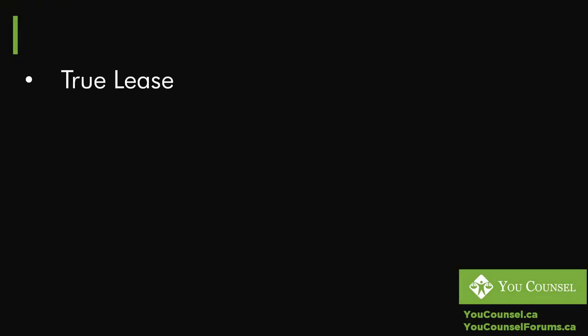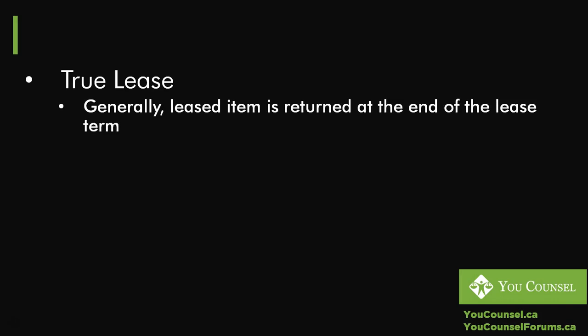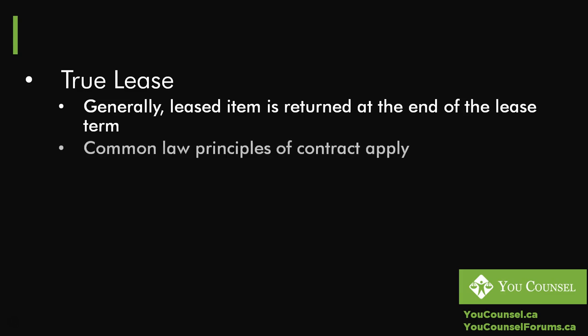The first one is called a true lease. A true lease is generally when the lease term ends, you return the item. So for instance, when you rent a car for a day or for a week, at the end of that day, at the end of that week, you actually go and return that car. So that's an example of a true lease, that you pay the rent and then you return the rental item back. What happens on a true lease is that in case of any legal issues, the common law principles of contract apply. And we'll talk briefly about what those principles are, and they're important to keep in mind.